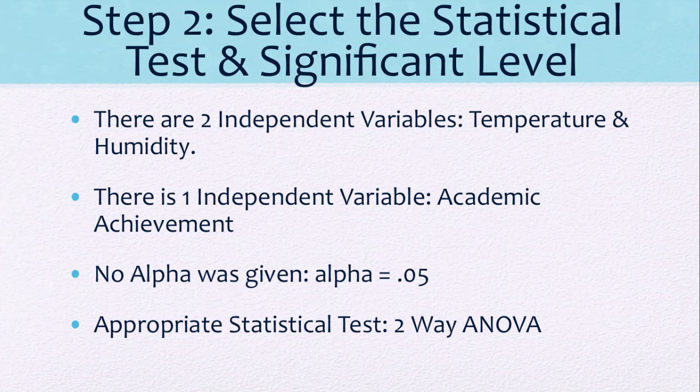So step 2, select the statistical test and significance level. So we know that there are 2 independent variables, temperature and humidity. We know that we have 1 dependent variable, academic achievement. No alpha was given, so we're going to assume that our alpha is 0.05, and so the appropriate statistical test is going to be the two-way ANOVA.